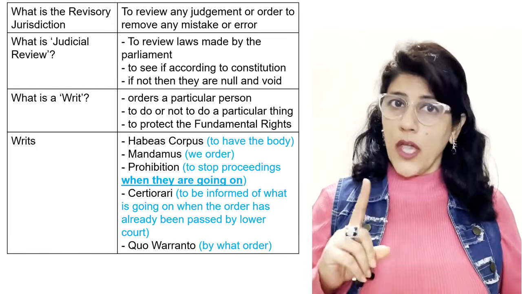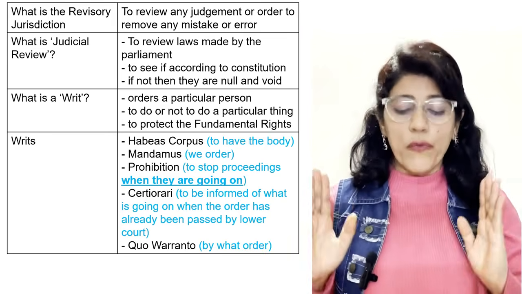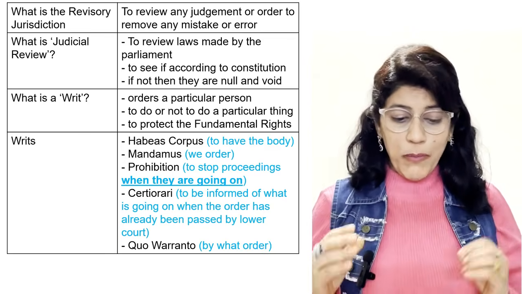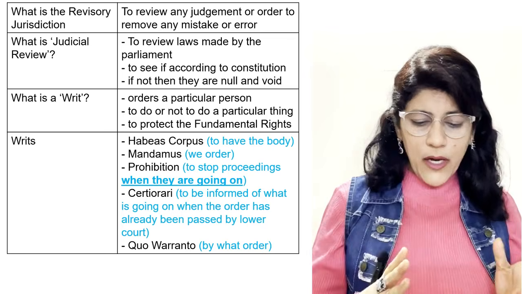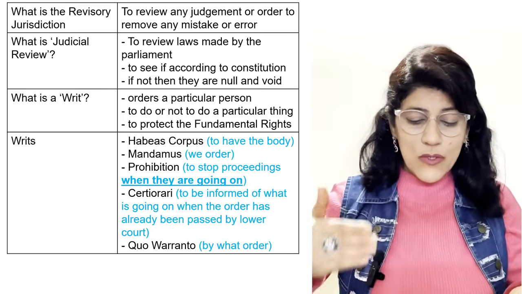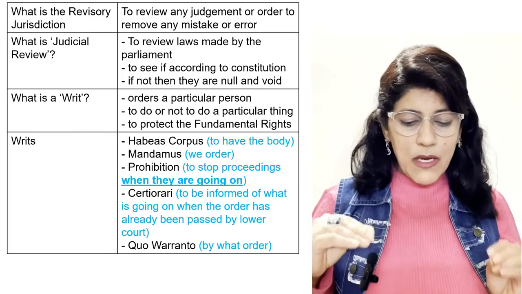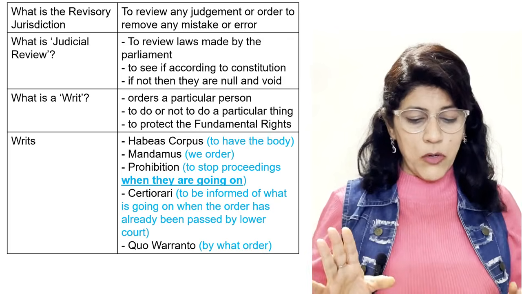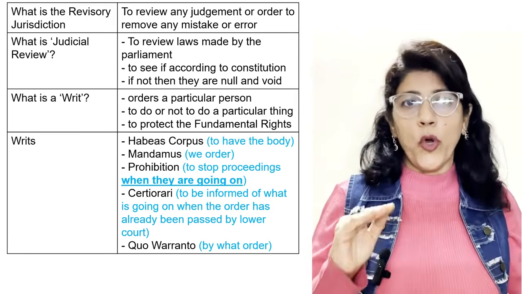Writs के नाम: habeas corpus, to have the body; mandamus, we order; prohibition to stop proceedings, but when they are going on, and certiorari to be informed of what is going on when the case has already been passed by the lower court, means order has already been passed by the lower court, then certiorari. If proceedings are still going on, then prohibition.